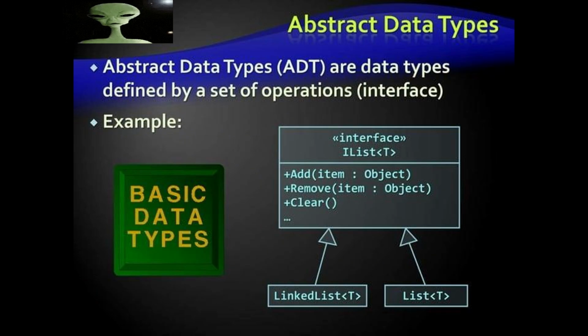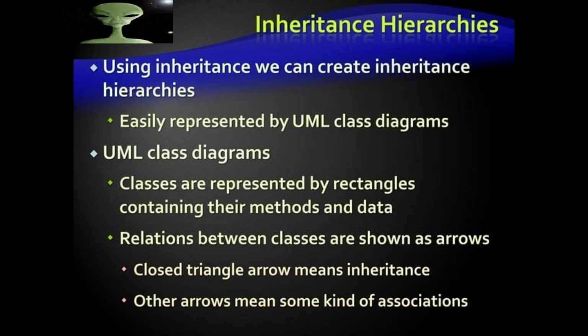Abstract data types, ADT, are data types defined by a set of operations. For example, a list interface promises that it will have the methods add, remove, and clear. These three methods are all implemented by LinkedList and List, which is why you may instantiate LinkedList and List. Inheritance hierarchies. Using inheritance, we can create inheritance hierarchies, easily represented by UML class diagrams.